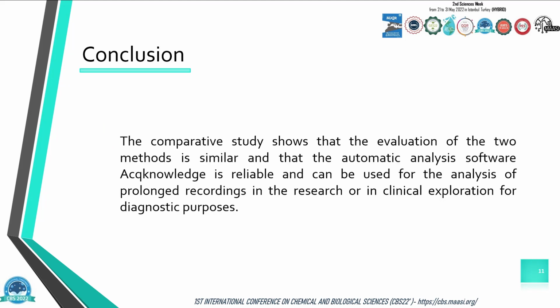The comparative study shows the evolution of the two methods is similar, and that the automatic analysis software AcqKnowledge is reliable and can be used for the analysis of prolonged recordings in research or in clinical exploration for diagnostic purposes. And this model can be improved to make predictions for amplitude and frequency ranges describing cardiac disorders and arrhythmia. The current system uses temporal features of heart rate that can be used to classify and predict ECG arrhythmia signals.